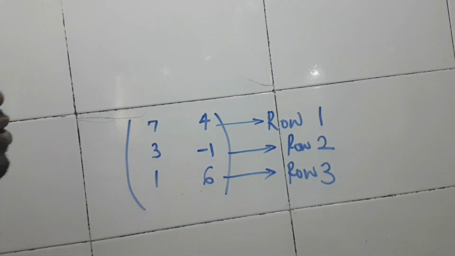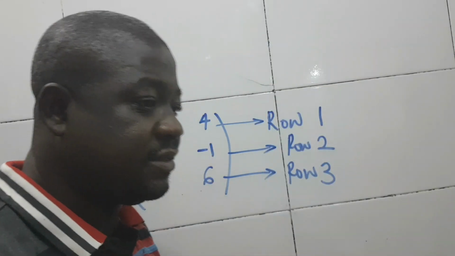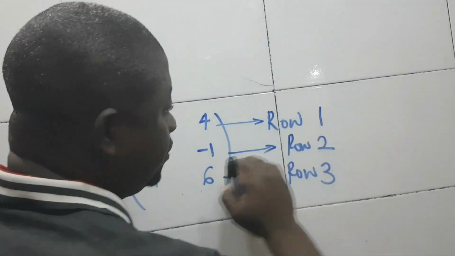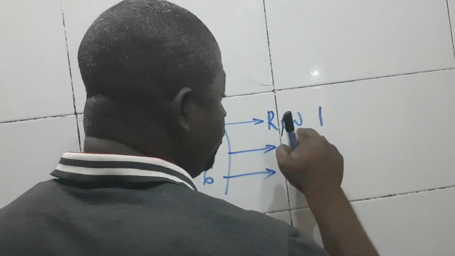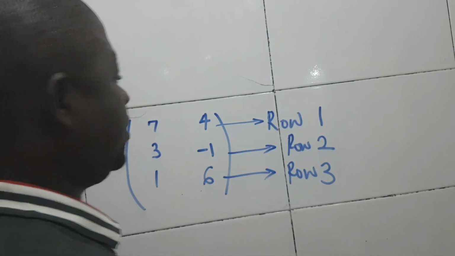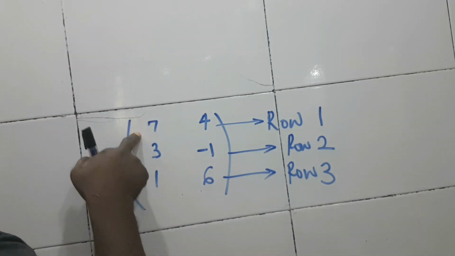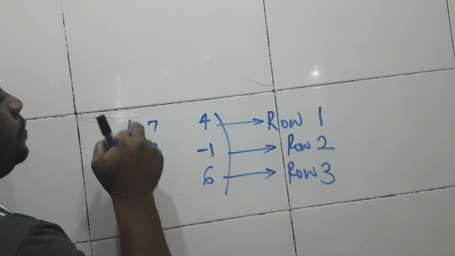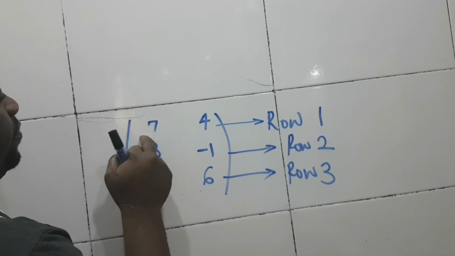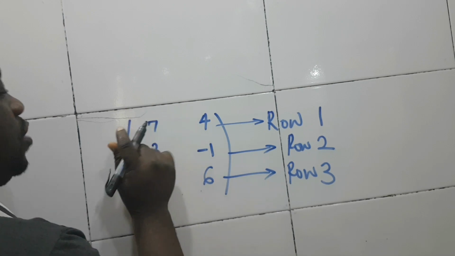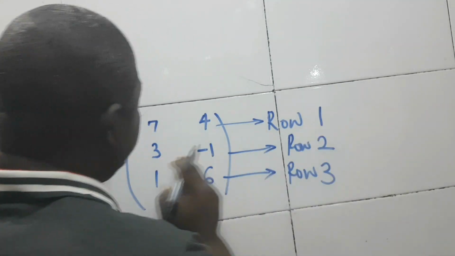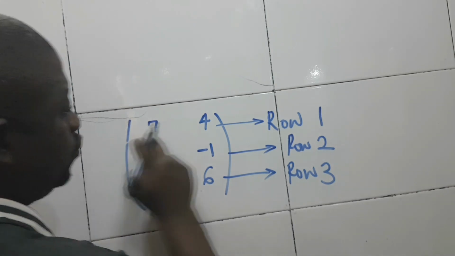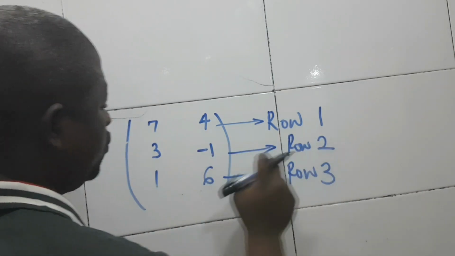If you remember when we were doing linear graph, we have a vertical axis, we have a horizontal axis. So this horizontal now is regarded as your row. But this is matrix, not linear graph. In every matrix, you start from this first number. So 7 is the starting point. This is 1, 2, 3. Row. First row, second row, third row.